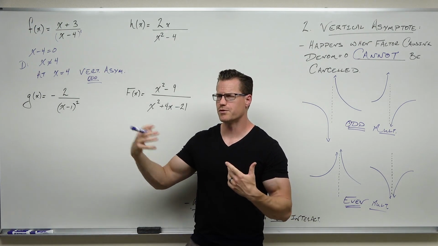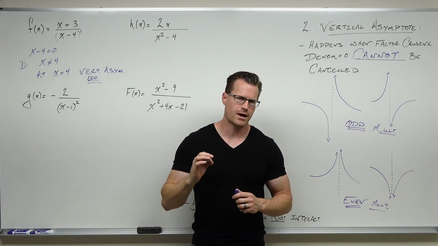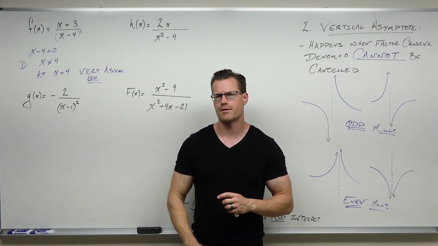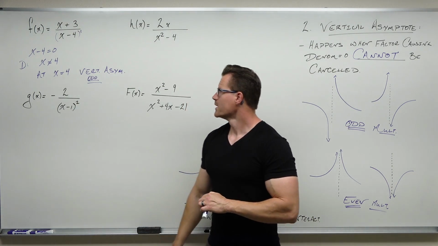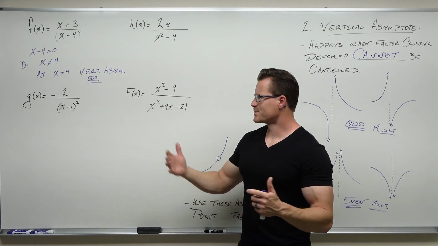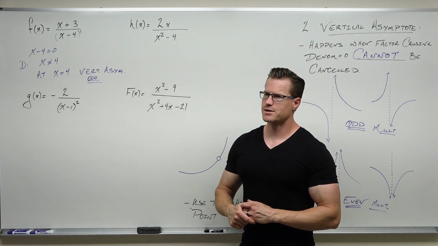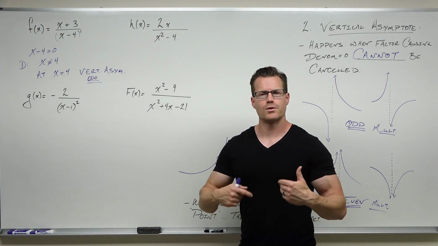So we're going to move on. We're going to do a few more of these to get the real feel for how vertical asymptotes interact with our graph, and then we'll be good to go. So let's look at the next one. We're looking at g of x. We get -2 over x minus 1 to the second power. We're going to go through the same process.